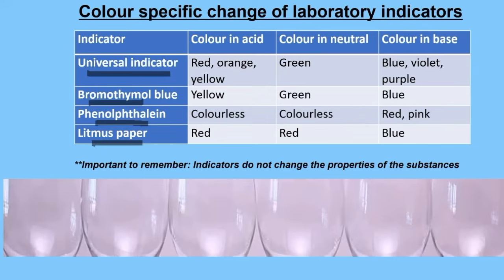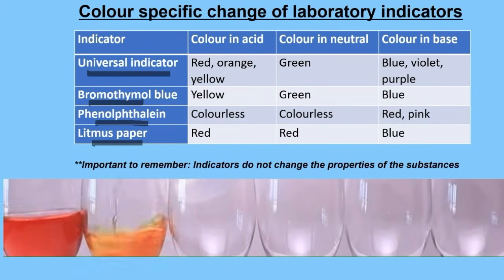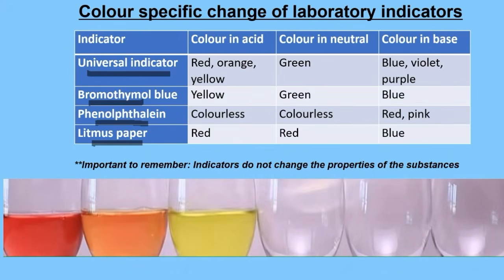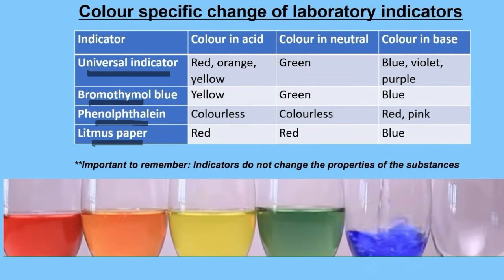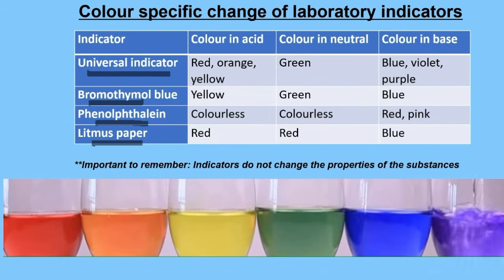I have an example here showing you the different color changes of substances using universal indicator. The first one poured there shows us that that substance is red and it is an acid. The orange and yellow also indicate that that substance is an acid. The green, if universal indicator is placed in it, shows us that it is a neutral, and the blue and purple indicate to us that it is a base.